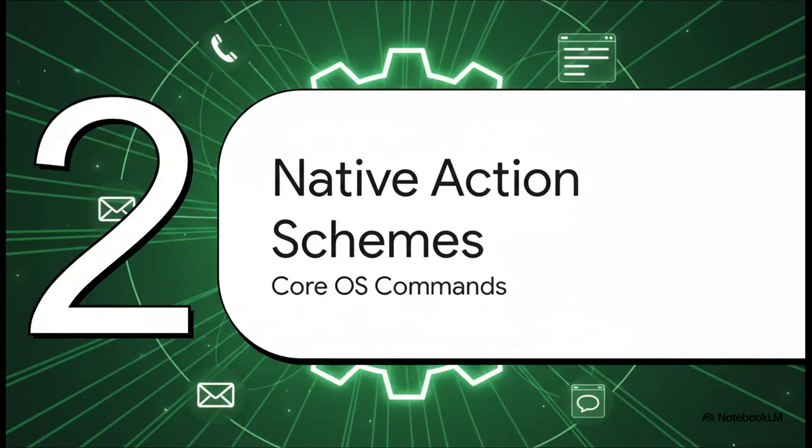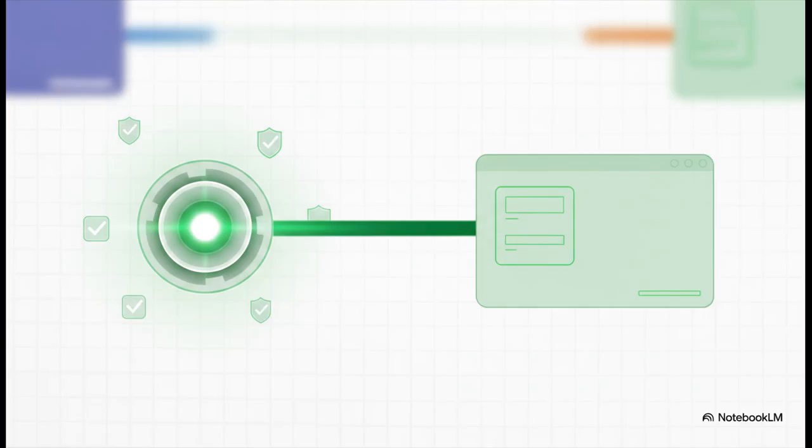Section 2. Native OS action schemes. The core commands. All right, now that we know how action triggers are actually formatted, let's look at the specific built-in commands our devices recognize right out of the box. We're back to our operating system again, but this time it's acting strictly as a traffic cop for these action triggers. The OS decides the final routing based on its own core programming.